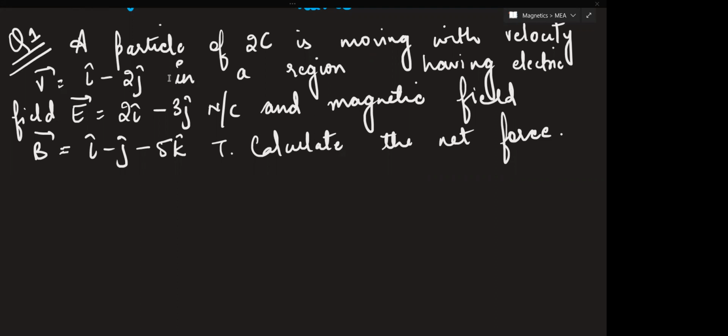So only Samira's got the answer. 8 i cap minus 12 j cap minus 10 k cap. All right. Any other answer coming? Should I discuss it then?